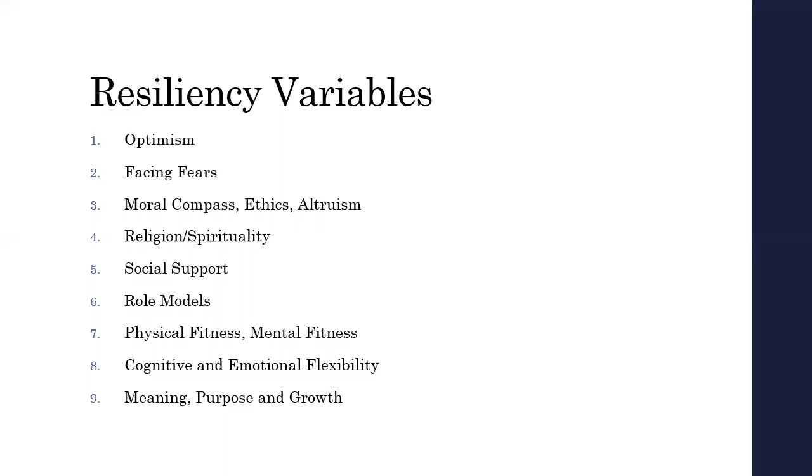8, cognitive flexibility and emotional flexibility means that you can operate in the gray areas of life. You can tolerate emotions, and you can tolerate situations when there is no easy answer. And lastly, number 9 is you begin to have a sense of meaning in your life. You feel like your life has purpose in the world, and you engage in growth-enhancing activities.